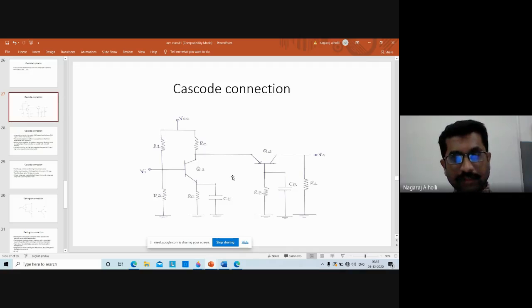Such a feature may not be present in other types of amplifiers, that is, the common base and common collector amplifiers. But in this cascode connection, or the common emitter amplifier, as the capacitance is less, the frequency is more. That means it can amplify high frequency input signals.